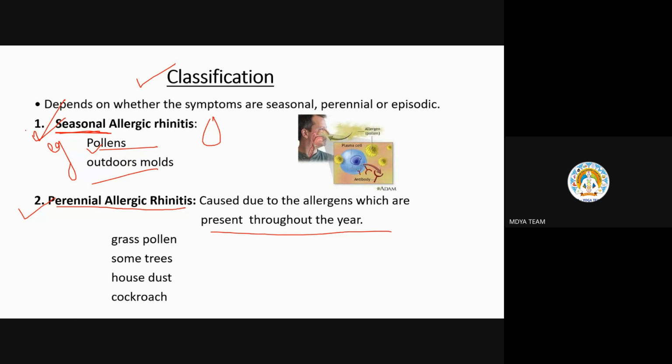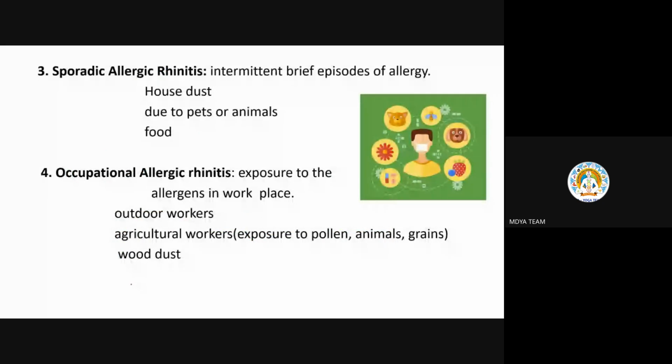Seasonal is something which comes from season to season. Perennial is throughout the whole year. Only two words you have to understand. The examples for these allergens are grass pollens, some trees which are regularly there, house dust, cockroaches, etc. This type of allergic rhinitis could be there throughout the whole year.